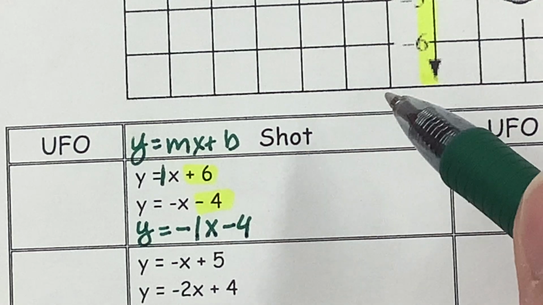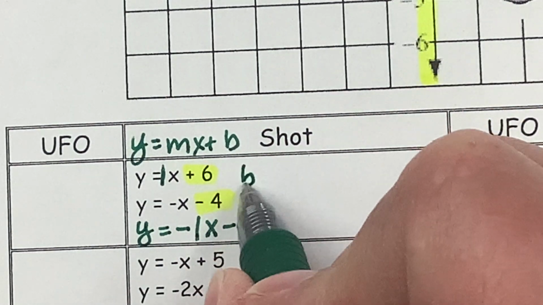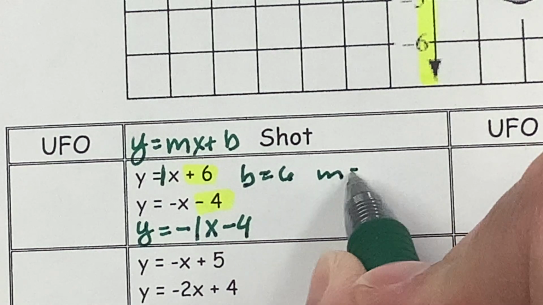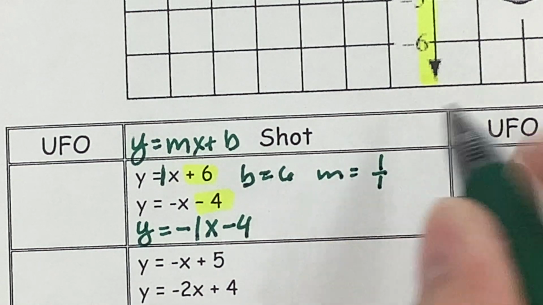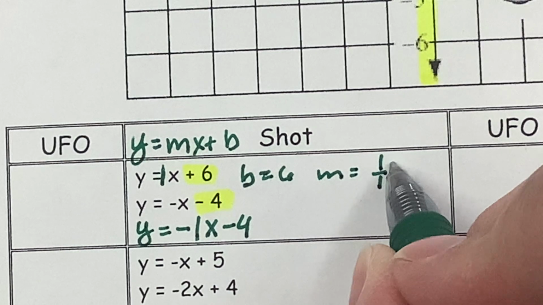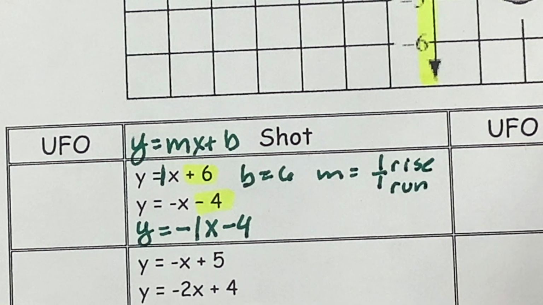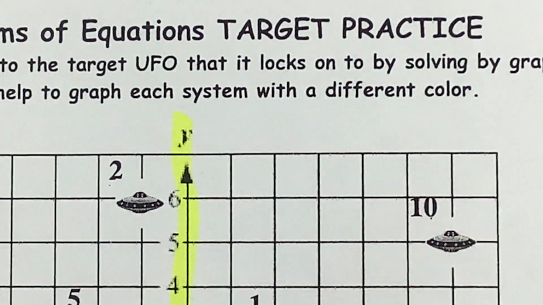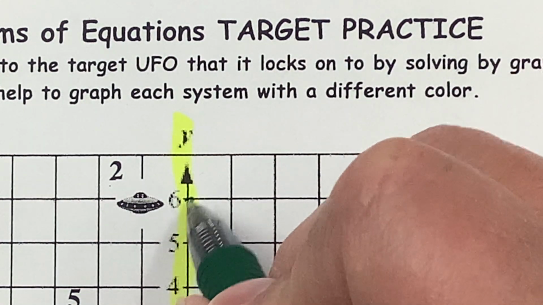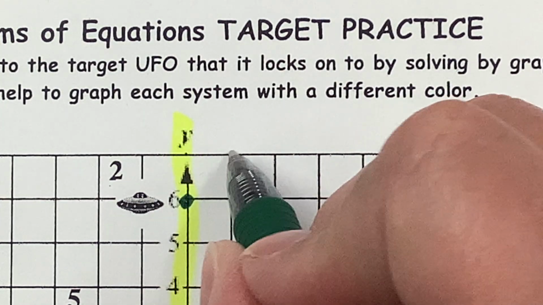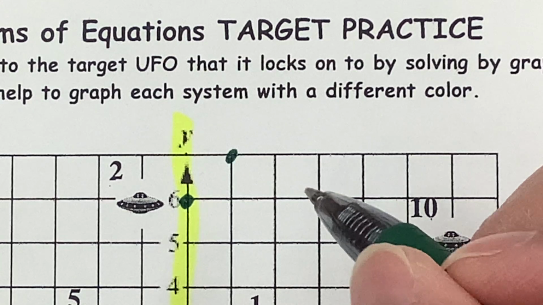So let's graph these two equations. Begin with the b equals 6 and the m equals 1 over 1. You're going to rise 1 and run 1. So let's start with that. Start by graphing on the y-axis. Here we go. 6, rise 1, run 1, and run out of graph paper.